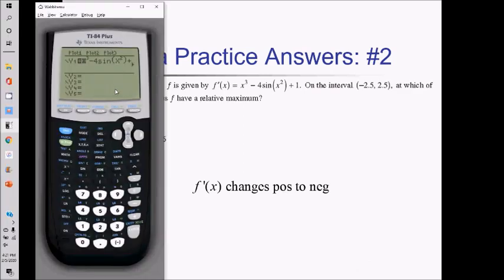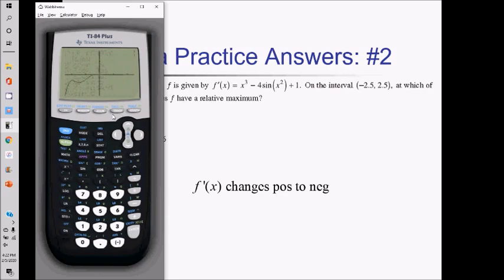So here I am in my calculator in my y equals. I've inserted the f prime function as y1. And I'm going to go to window and make sure that I'm going from negative 2.5 to positive 2.5 because that's the window that they care about. Let me do zoom 0 for that. And here's what f prime looks like.